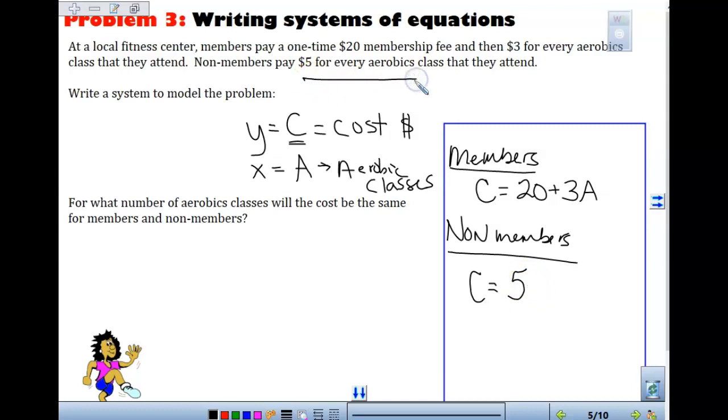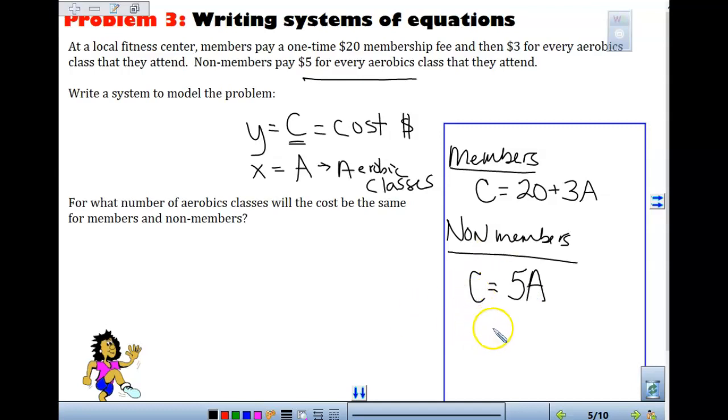5A, 5 for every, 5A, right? 5 times A, 5A. So if I'm a non-member, 1 class $5, 2 classes 10, I don't go again, that's a much better option, right? That's where clubs kind of get people where they start paying money and they think they're gonna always go and then they don't go, right? So this might be your better option unless you're gonna always stick to your plan, right?